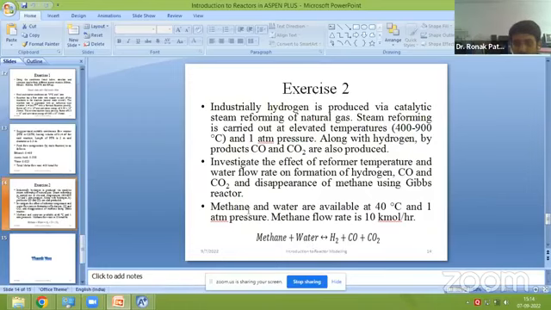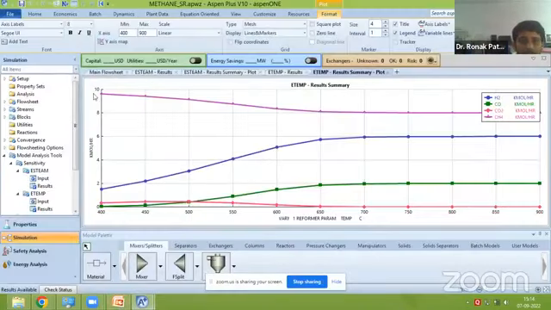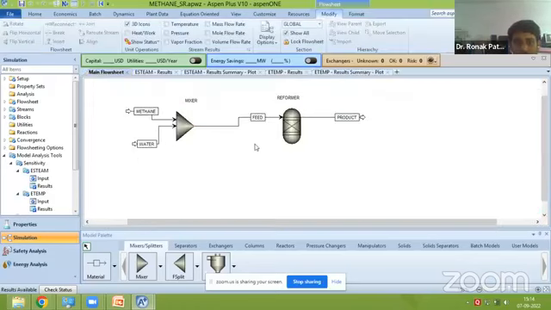So here we are given that methane and water are available at 40 degrees centigrade and 1 atmospheric pressure, and we need to investigate the effect of temperature and the steam to carbon molar ratio on the composition of hydrogen production. Just as you can see, methane and water are taken as a feed to a mixer, where these two streams are mixed together into one feed stream, which is fed to a reformer, and the reformer which we have selected is the RGibbs.